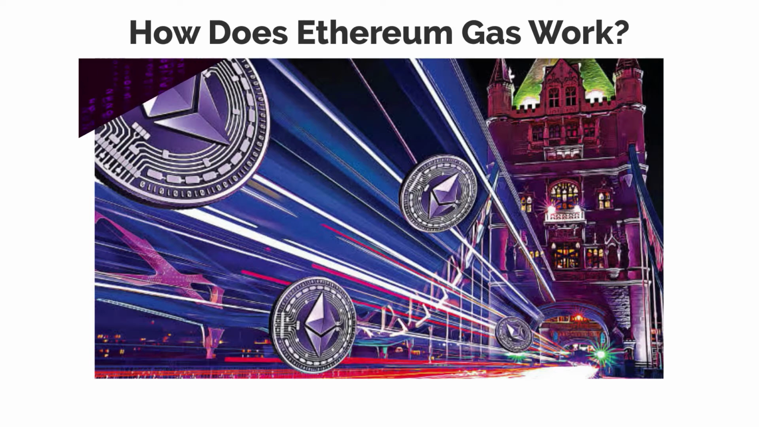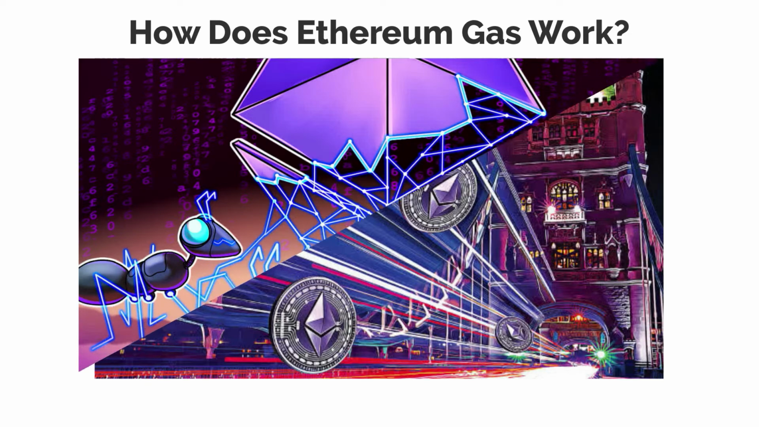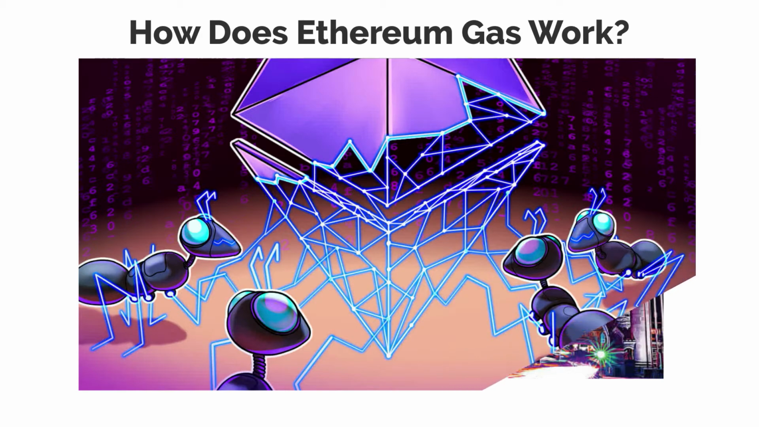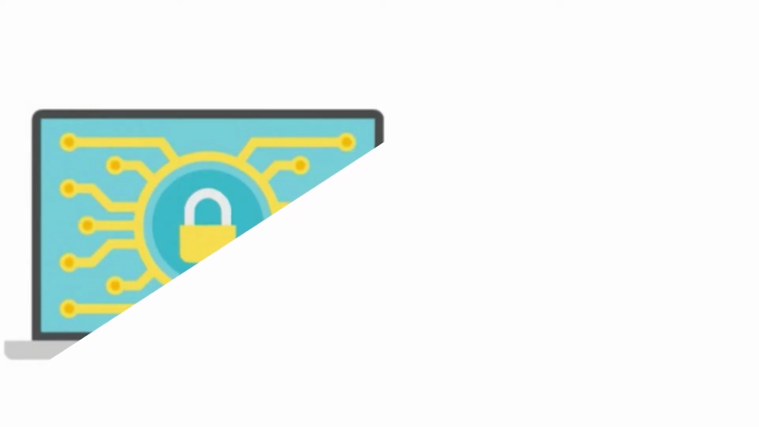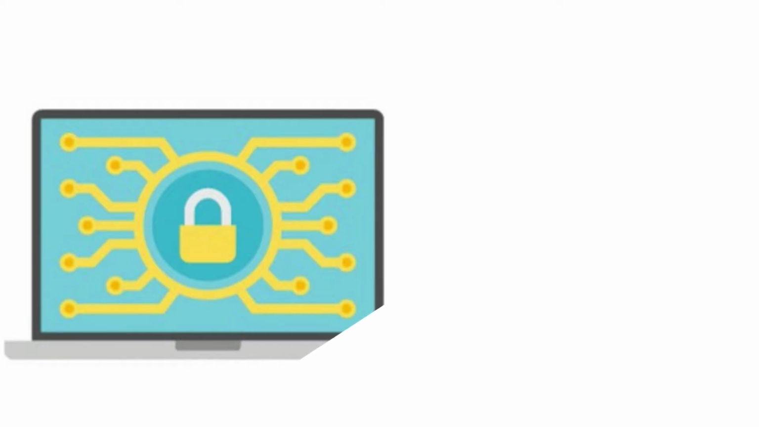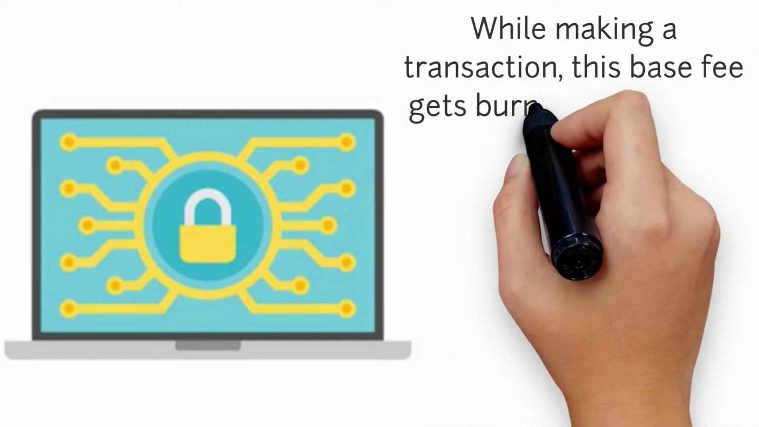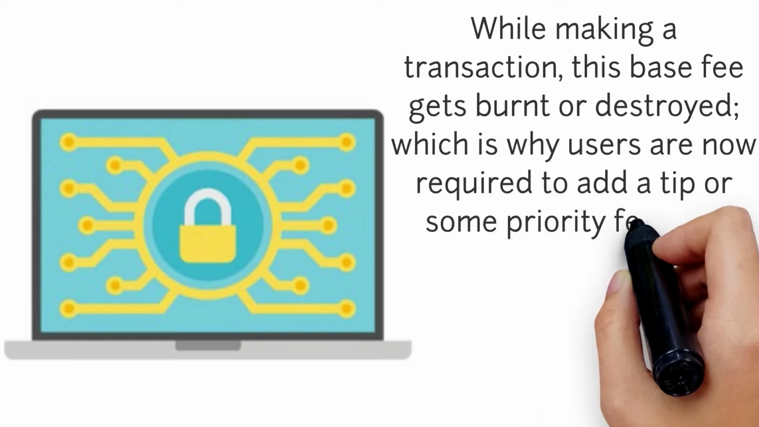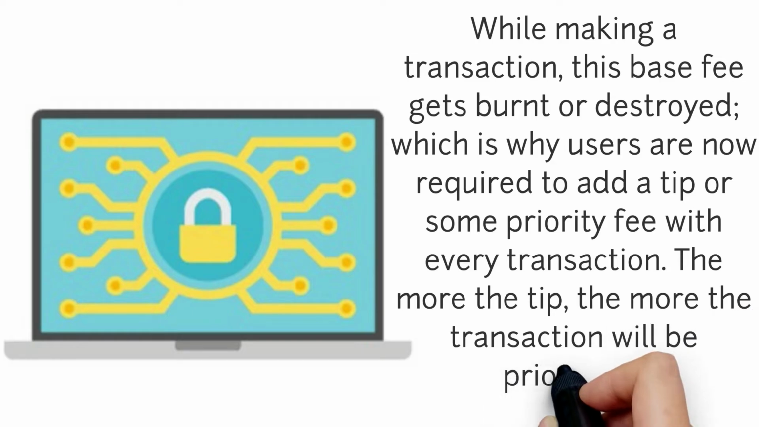First things first, this London upgrade was made to make the Ethereum gas fee more predictable to the users. Other than this, the upgrade also introduced a burn mechanism in Ethereum, which works to offset the allotment of new ETH. According to this new update, every block carries a base fee. This base fee is calculated by the system based on the recent demand for block space. While making a transaction, this base fee gets burnt or destroyed, which is why users are now required to add a tip or some priority fee with every transaction. The higher the tip, the more the transaction will be prioritized.